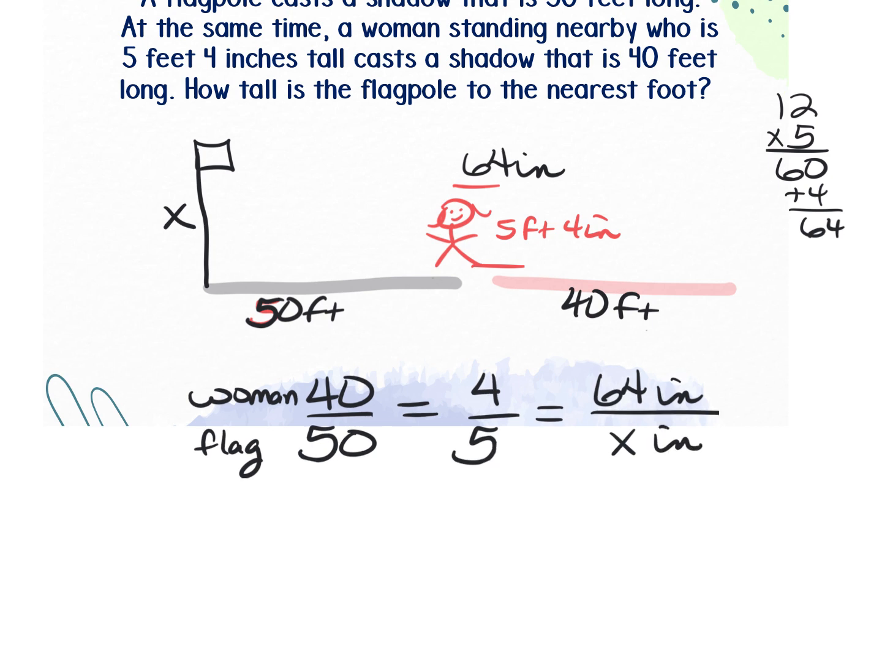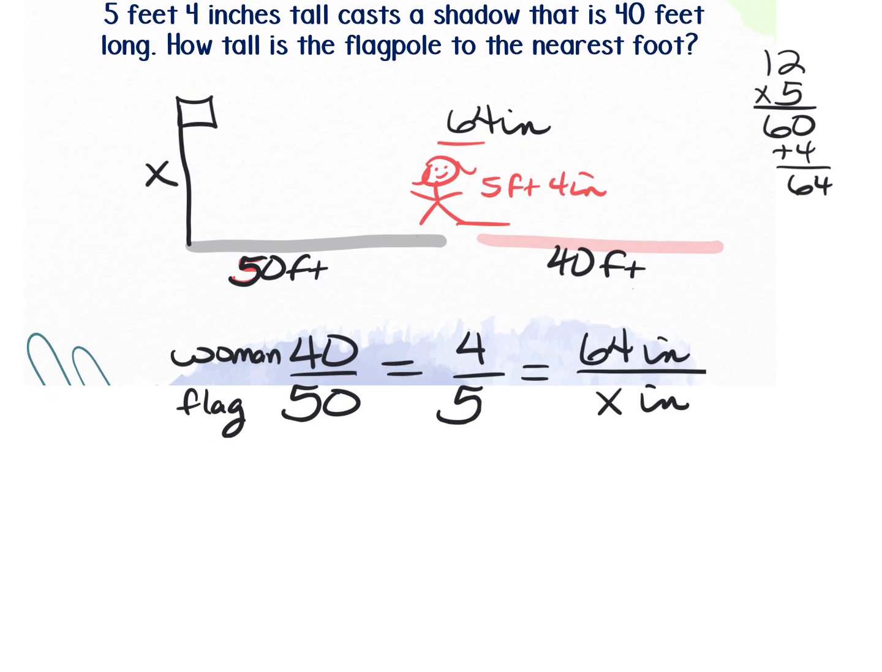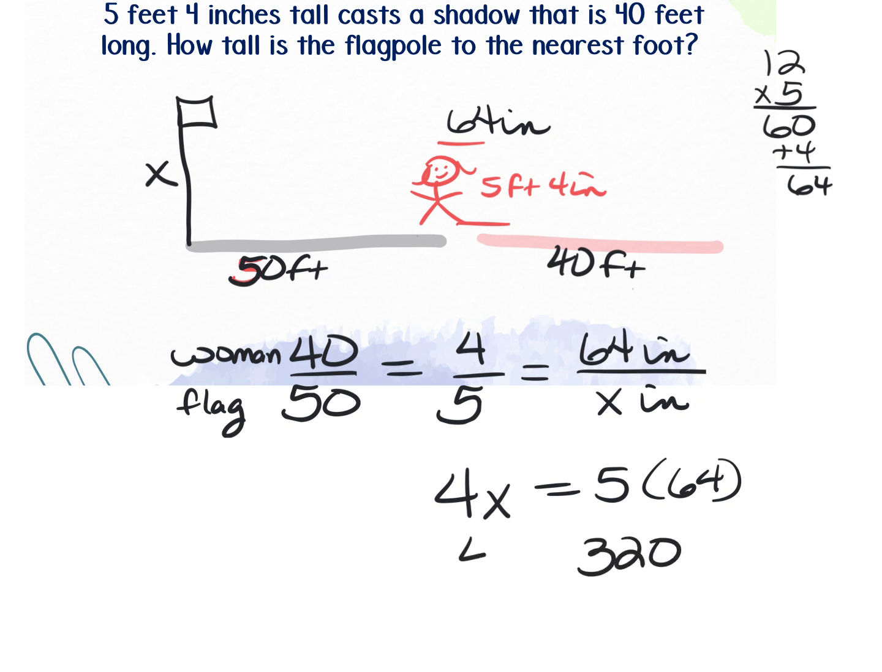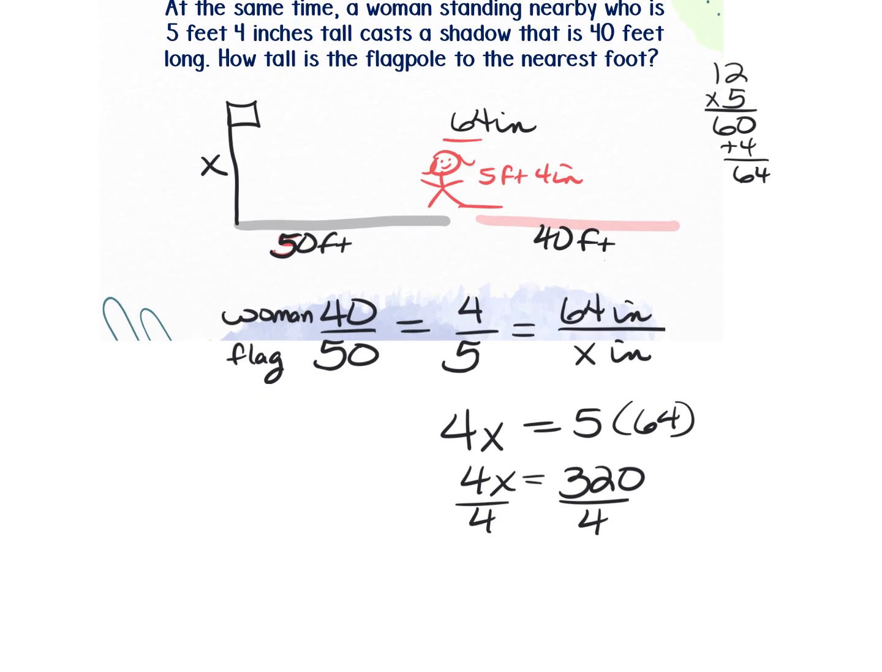and then I don't know the flagpole. And now I'm going to cross multiply and divide. So I'm going to multiply 4 times x, and then 5 times 64. 5 times 64 is 320. And now I have to divide 320 by 4. And x is 80. Now these are inches.